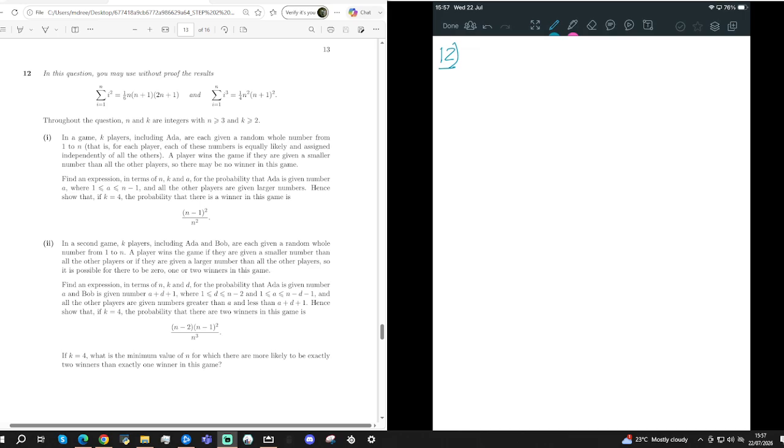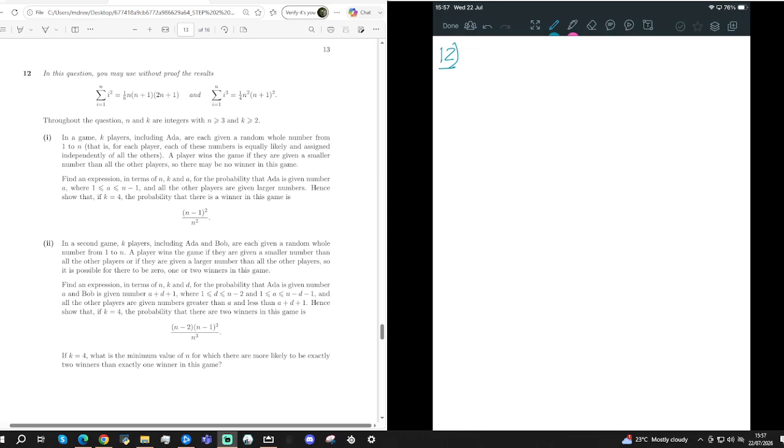So for each player, each of these numbers is equally likely and assigned independently of all the others. So presumably that means they can also get a repeated value. All the numbers are equally likely and independent. If Ada gets the number 1, someone else could also get the number 1. A player wins the game if they are given a smaller number than all the other players. So there may be no winner.